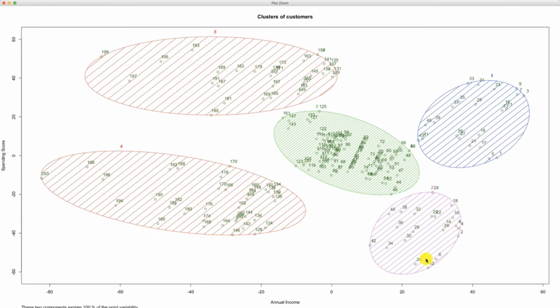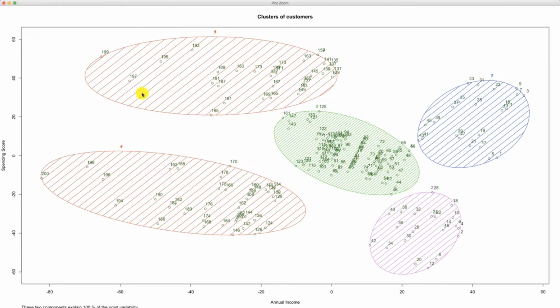Okay, now cluster 2. Cluster 2 contains the customers that have high income and low spending score, and so we can call these customers the careful customers. Now cluster 3. Customers in this cluster have average income and average spending score, so we call this cluster the standard cluster. Now cluster 4 has the customers that have low income and low spending score, so that's basically sensible customers who pay attention to the money they spend by paying attention to the money they earn.